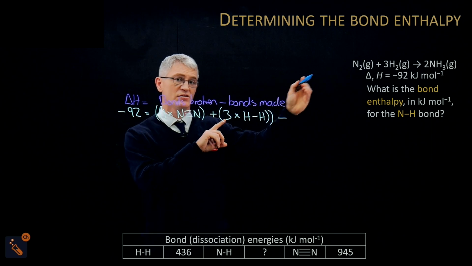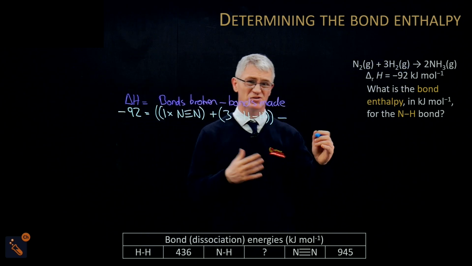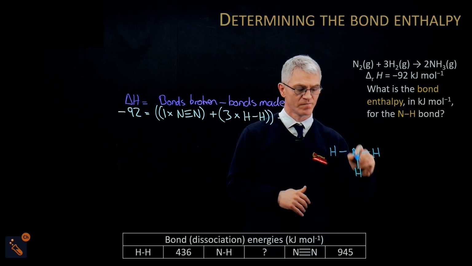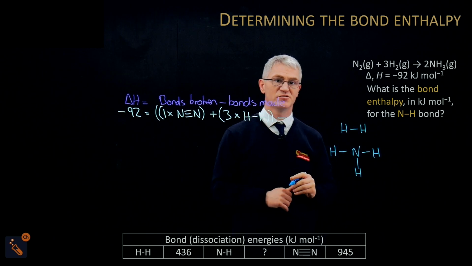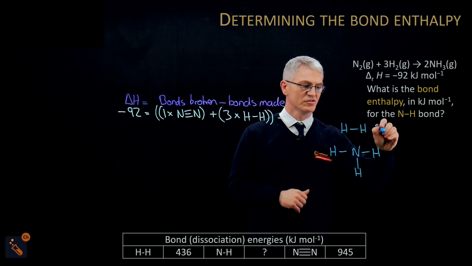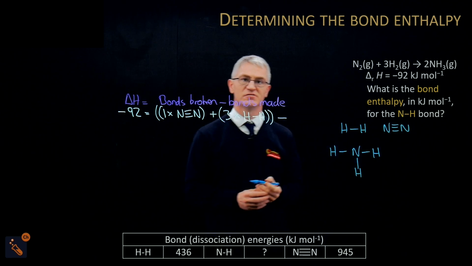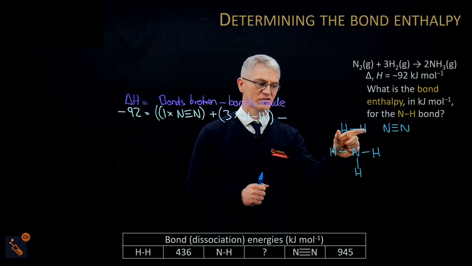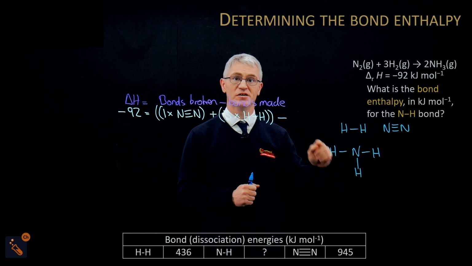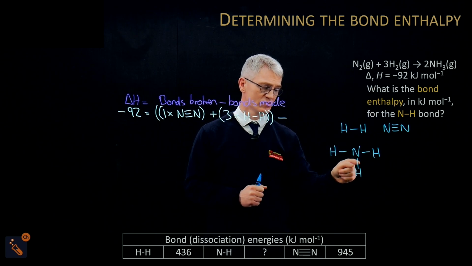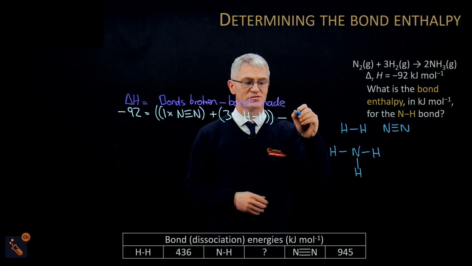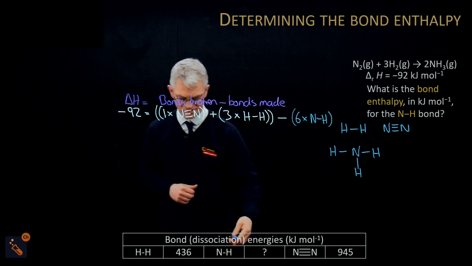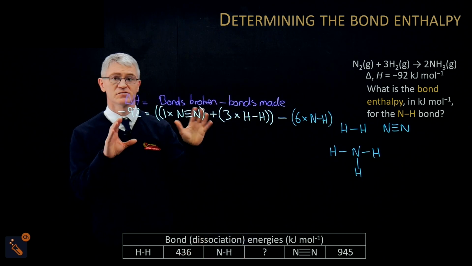So our bonds made is this. So first of all, you need to know what it looks like. So this is ammonia. And there's your hydrogen, how we got that. And then your nitrogen is that. So we got our 1 times N≡N, which is there, 3 times H-H, and then here we've got ammonia. Now we've got 2 ammonias, so there's 1, 2, 3. That means there's 6 times N-H. Okay, so we've got 6 times N-H, and that's our equation.